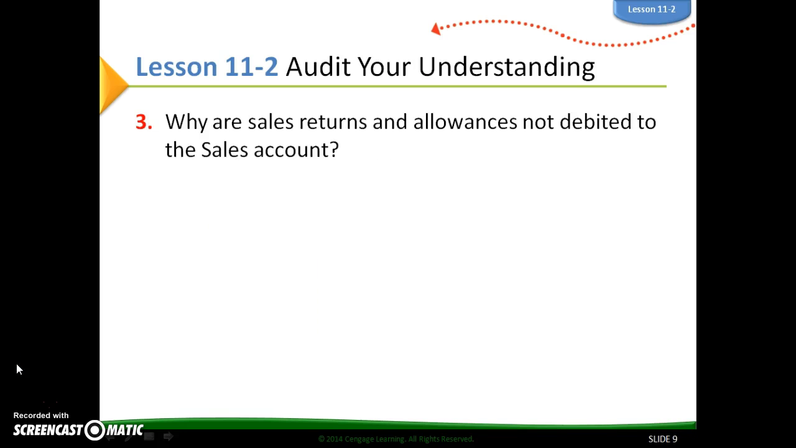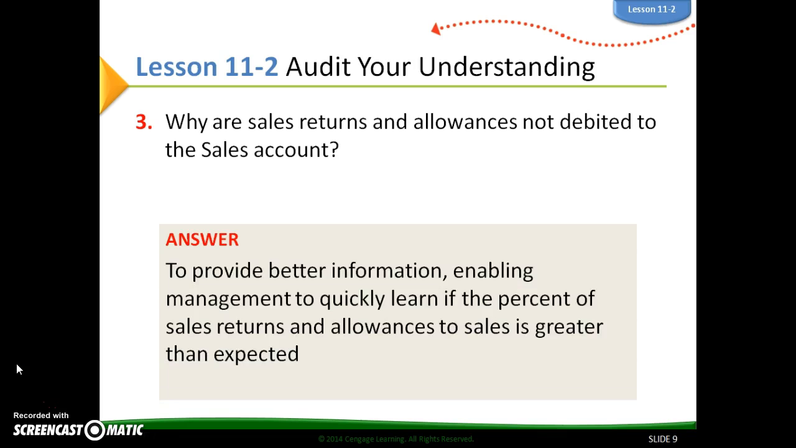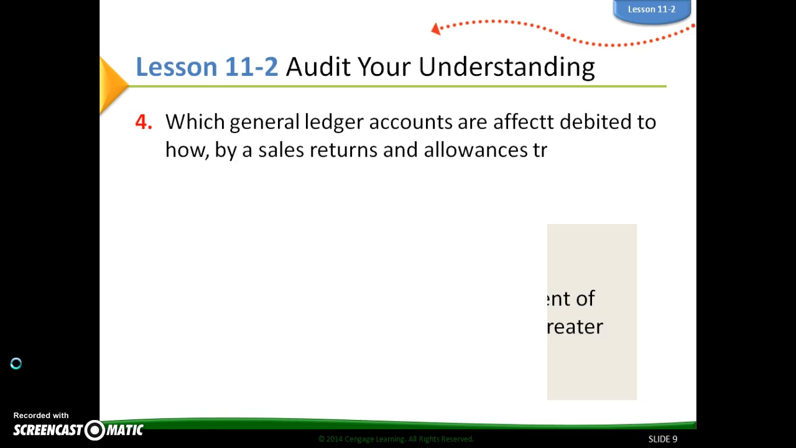Why are sales returns and allowances not debited to the sales account? And this is kind of a good key piece of information. You want to make sure that you're accurately recording how much you have in sales, and you want to make sure you have a good total amount or good information on how much people are either returning or discounting. So we want to make sure that we can keep those two things separate and not just post all returns back into the sales account.